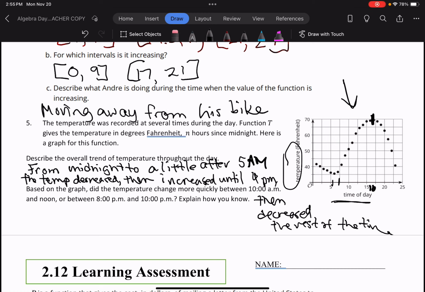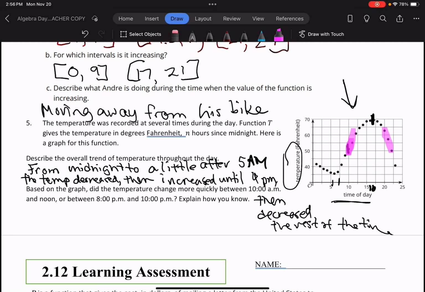Okay. It says, based on the graph, did the temperature change more quickly between 10 a.m. and noon? So we're looking from 10 a.m., so from here to noon. So that would be like here. Maybe a little till there, actually. From there to noon, or between 8 p.m. and 10 p.m. So 8 p.m. would be from 20 to 22 hours. So it would be from here to here, approximately.